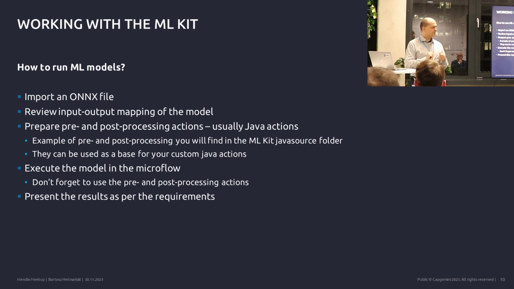And as I mentioned before, the Java samples are already part of the MLKit, so you can open the Java source code and read through that. Maybe you will find something that will suit the requirements you have for your inputs and outputs processing. Right, once you have that Java code written, you can execute the model within the microflow. Then you do your post-processing once the model has been executed, and then you process your outputs as per the requirements. Whether it's further manipulation, or maybe it's an input to another machine learning model, that's up to the requirements.